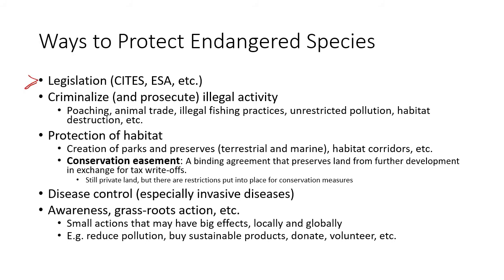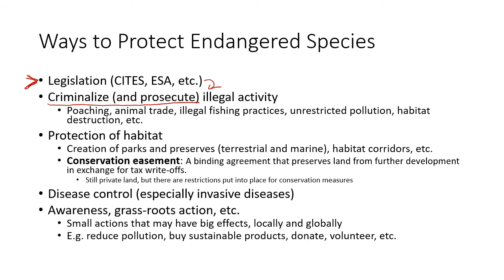But some ways to protect endangered species. Legislation is huge. Legislation is one of the big ones in this, and legislation really is incorporated into many of these other bullet points. Okay, so legislation is big. Criminalizing and prosecuting: it's not enough just to criminalize, you also have to prosecute illegal activity. Again, that is part of legislation. So that includes poaching, illegal animal trade, illegal fishing practices, pollution, etc.